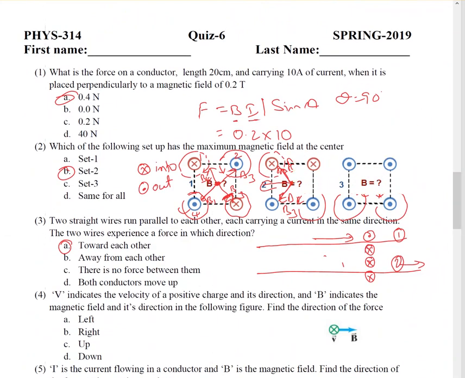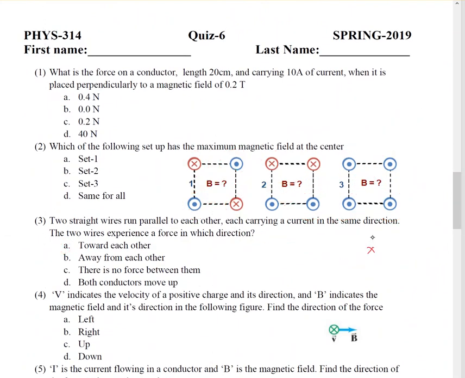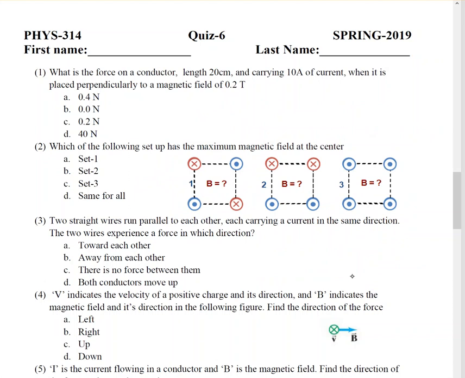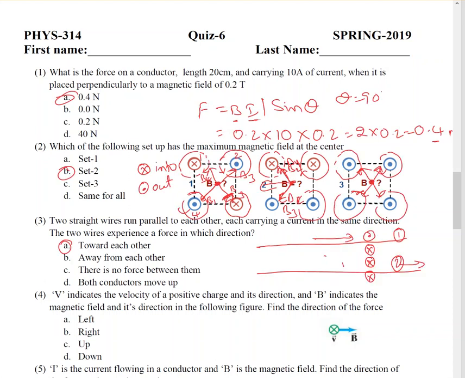So here the magnetic field is going into the board, here coming out of the board. Now if you look at the second conductor, the second conductor is placed in a magnetic field which is going into the board, and there is a current flowing towards right.